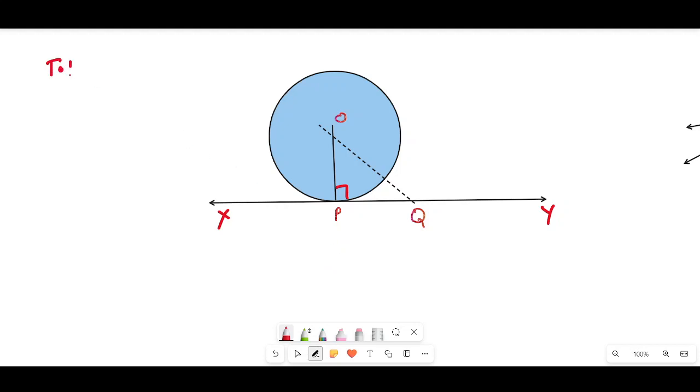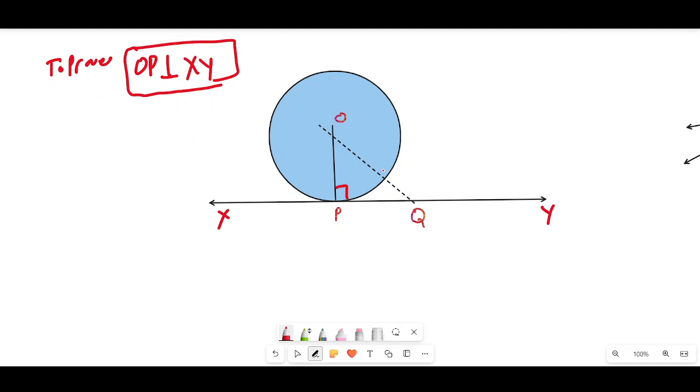To prove. What to prove? OP is perpendicular to XY. This is the proof. Clear?